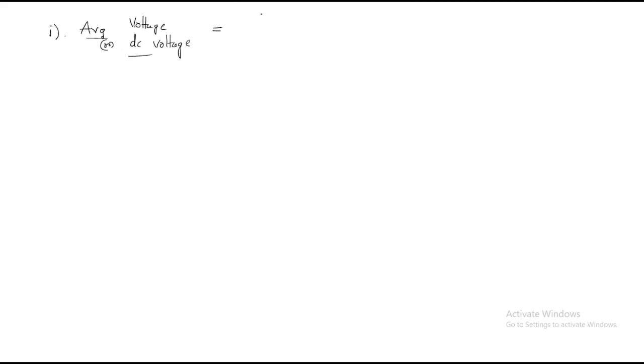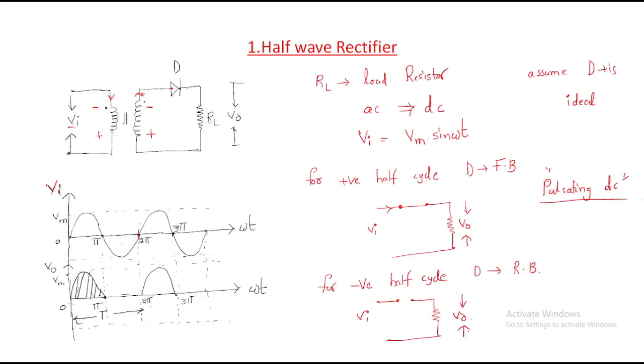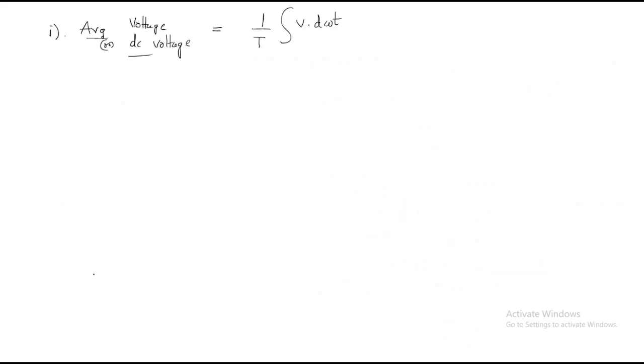So here I can write the formula: area by time period. Generally area is voltage and dωt. So look at here, this is the area, this is the voltage. We don't know how much of it is, but we know the value, and this is the time period. Time period means repeated wave.